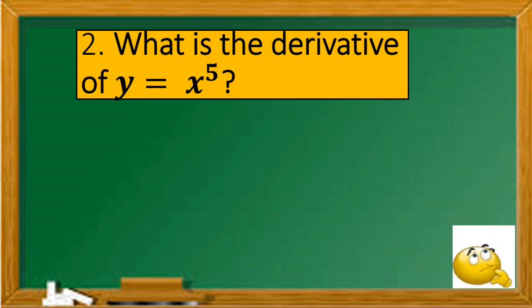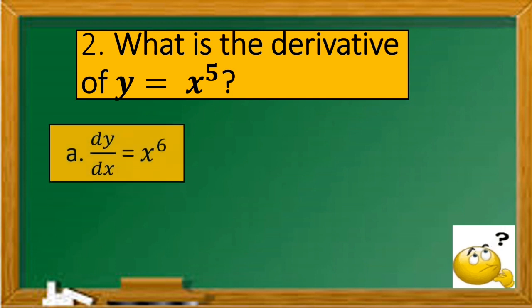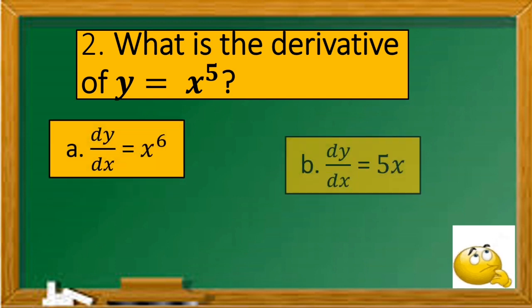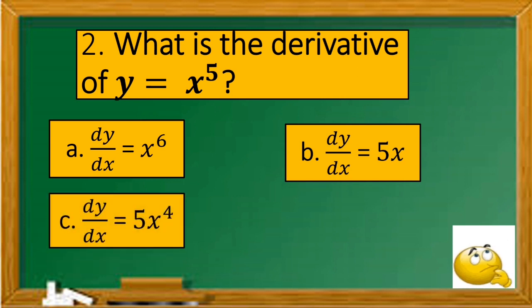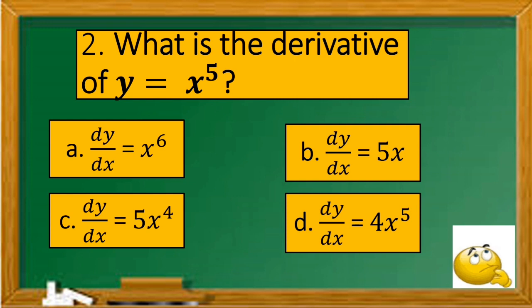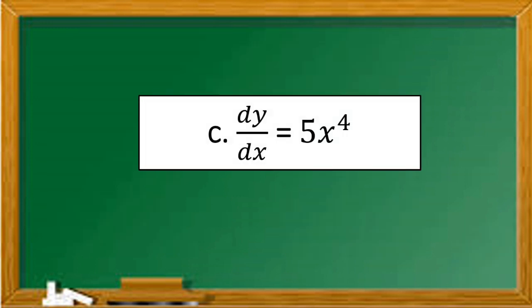Next, what is the derivative of y equals x raised to 5? Is it A, x raised to 6; B, 5x; C, 5x raised to 4; or D, 4x raised to 5? The correct answer is C. dy over dx equals 5x raised to 4.